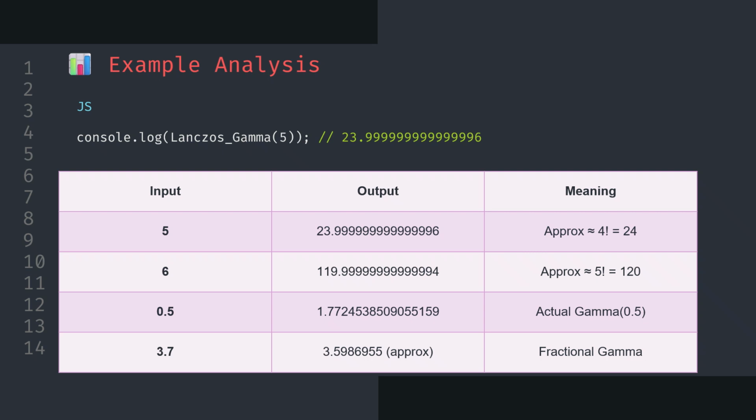When we plug in 5, we get roughly 24, just like 4 factorial. For 6, we get approximately 120, matching 5 factorial. But more importantly, for 0.5, the gamma function gives us around 1.77, something factorials cannot handle. This shows the true power of the Lanczos method: accuracy and generalization for all positive real numbers.